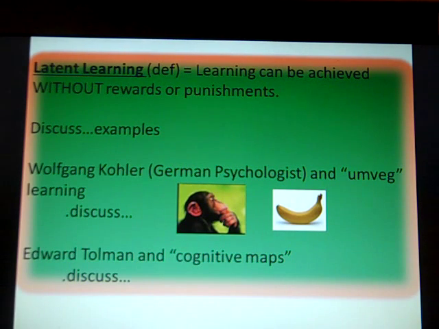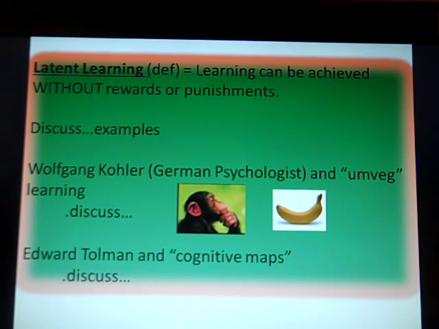So, the idea of latent learning, this is still under cognitive learning. Latent learning suggests that learning can be achieved without rewards or punishments, like I just said. Wolfgang Kohler was a German psychologist, and he came up with the idea that this could occur. The German word he used was Umweg, and you see it in quotations there. Umweg literally translates to roundabout. He suggested that animals and people as well learn in a, quote, roundabout way. I'm going to explain what he meant by that. Essentially, he suggested that we learn sometimes through trial and error, just by thinking our way through a problem.